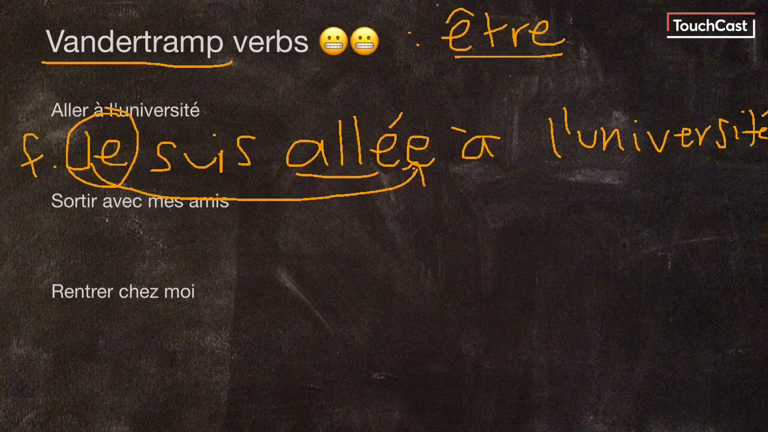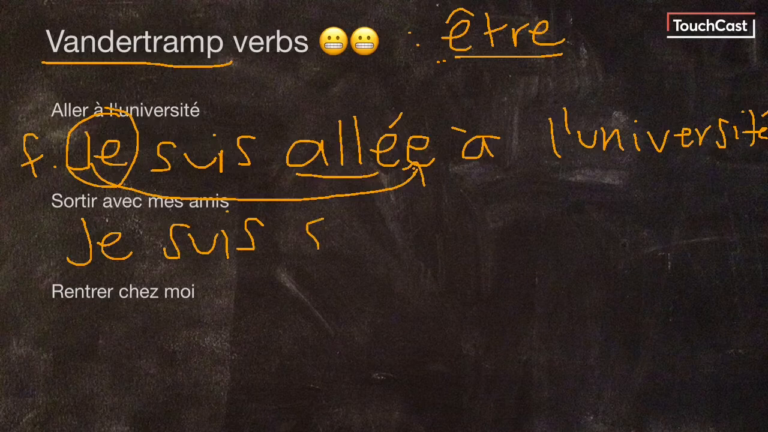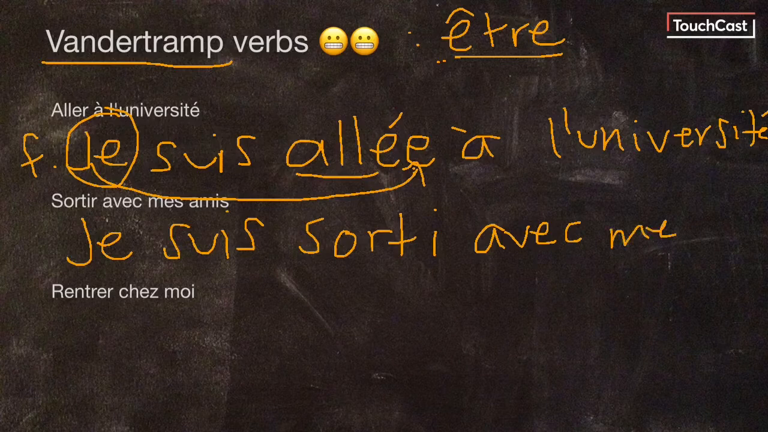Okay, so second example, we have sortir. Sortir is a house of être, Vandertramp verb. So again, you start the same way, and then you conjugate for être, so je suis. And then sortir has a regular participle, thank goodness, so we can just do this. Avec mes amis. So I went out with my friends. And again, you have to think about making this agree if this is a feminine subject.